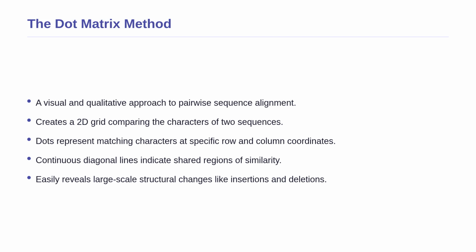Building on the idea of lining up sequences, let us explore the simplest way to visualize this: the dot matrix method. Think of it like playing a game of Battleship. We write one sequence across the top and another down the side, creating a two-dimensional grid. We then scan the grid and place a dot wherever the row and column characters perfectly match. When two sequences share a long region of similarity, these individual dots connect to form continuous diagonal lines.